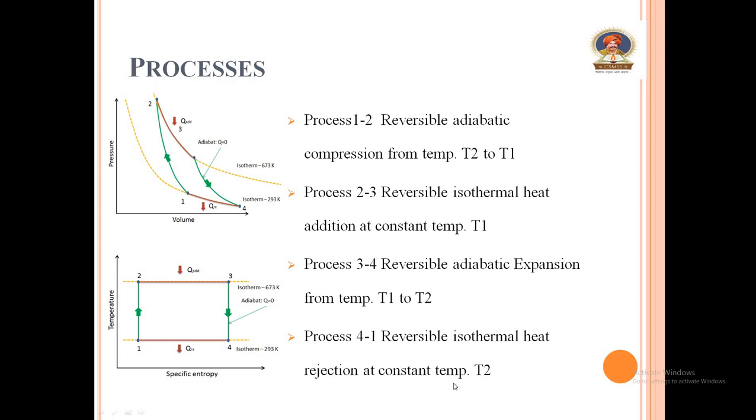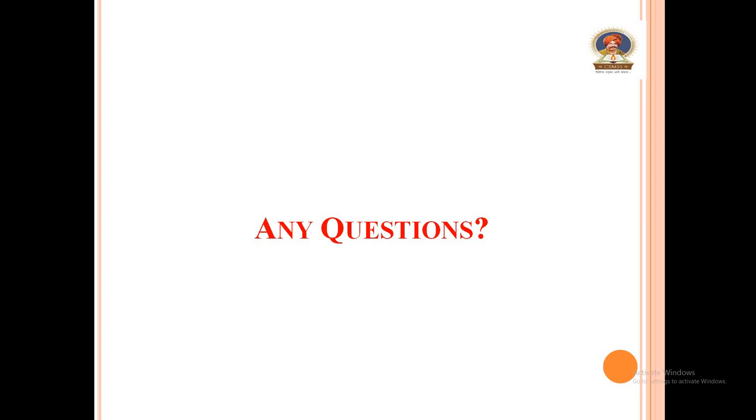And finally process 4 to 1. Again, it is an isothermal process, but in this, heat is rejected. In this heat rejection process the temperature remains constant, which is also practically impossible, to reject heat keeping the temperature constant. That's why again it is a practically impossible cycle. So here we end the Carnot cycle.